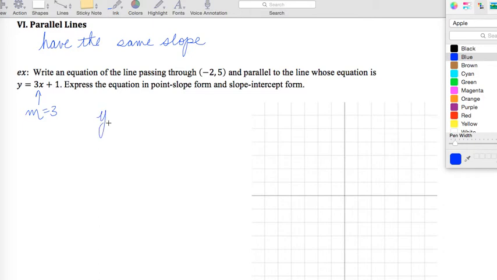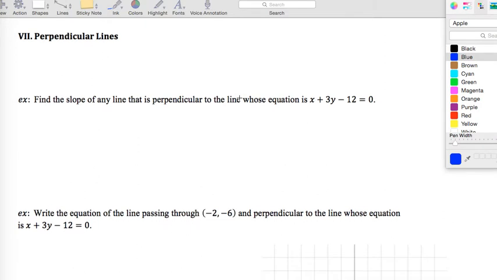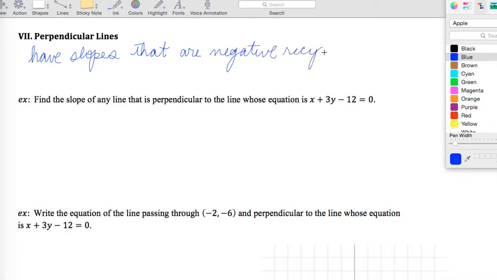So I'm going to go with point-slope form. So y minus 5 equals the slope 3 times x minus negative 2. And we'll just stop there, actually. Perpendicular lines have slopes that are negative reciprocals. The reciprocal is where you flip a fraction upside down, and then they have the opposite sign.